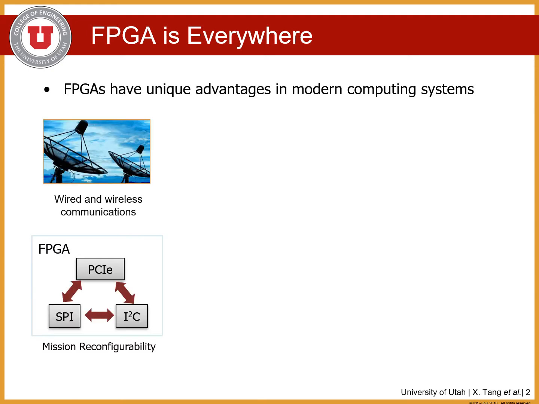For example, FPGAs are extremely popular in wired and wireless communication systems, where people exploit the reconfigurability of FPGA chips to implement different communication protocols so that people can easily upgrade communication protocols when a new standard is coming.